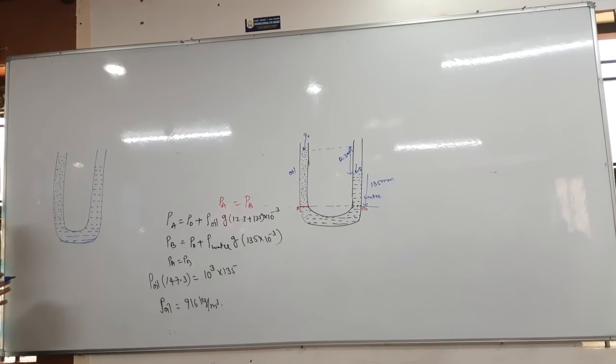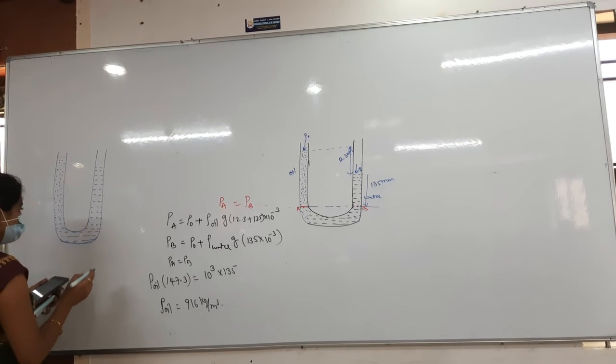On the other side, meanwhile, the water rises by 65 millimeters from its original level. Then the density of oil is?